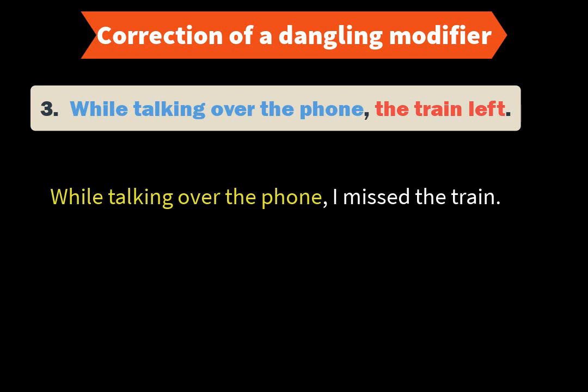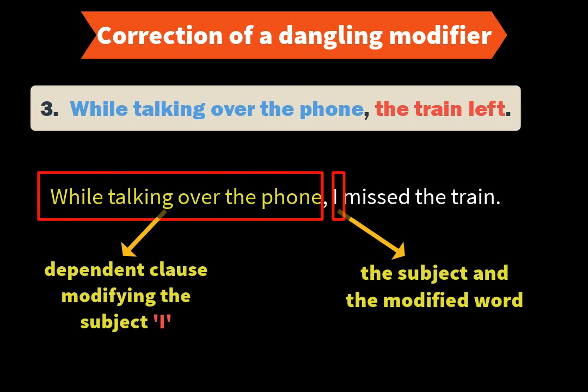The number one way, we will infuse a word or some words that this modifying phrase can modify, and it will come just after this modifying phrase or as the subject of this main clause. So we can say, while talking over the phone, I missed the train. Or while talking over the phone, he missed the train, or she missed the train, or you missed the train, or anybody missed the train. All right. So the subject of the sentence now is I, and I is the one who was talking over the phone. So this phrase is now modifying the subject of the main clause. I missed the train. All right. So that is the first way to do it.